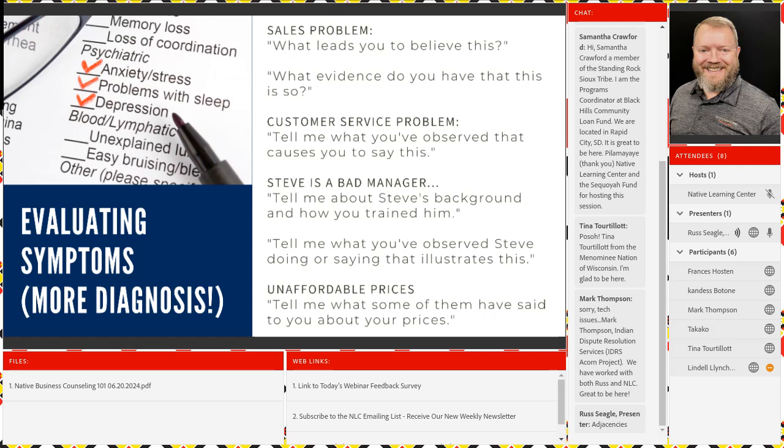So let's talk about the sales problem. When they come in and say, I have a sales problem, what leads you to believe this? This is a diagnostic approach. What leads you to believe this? What evidence do you have that this is so? Well, my sales are going down. Okay. We're going to get to another level here in just a second. Hold that thought.